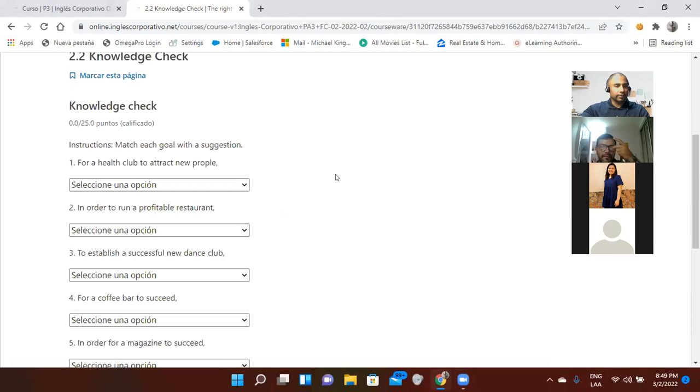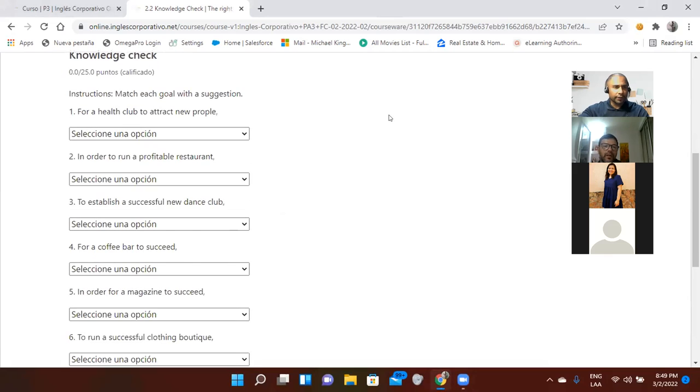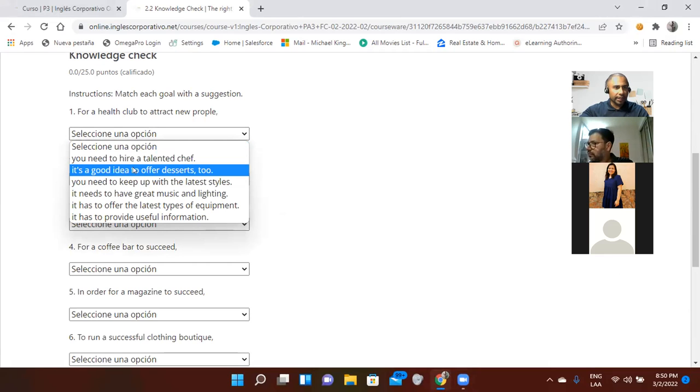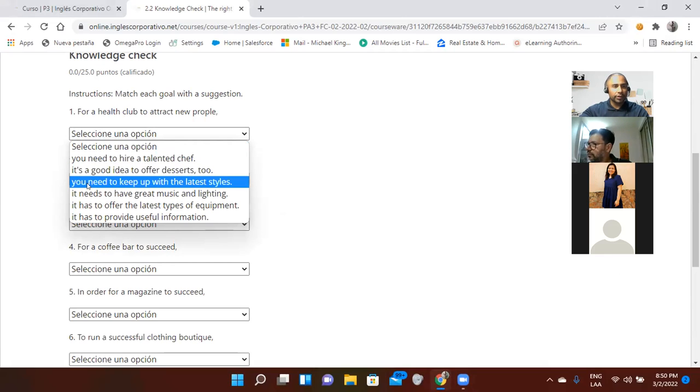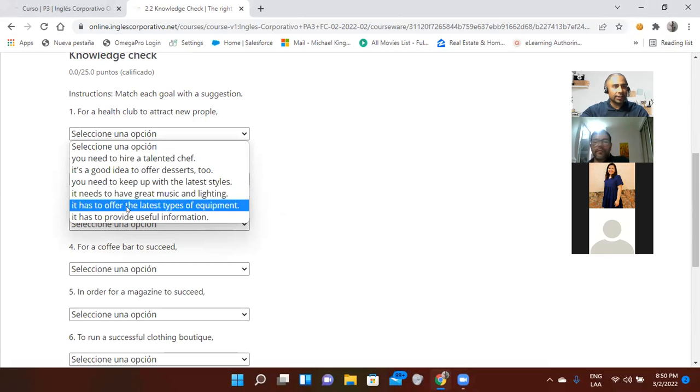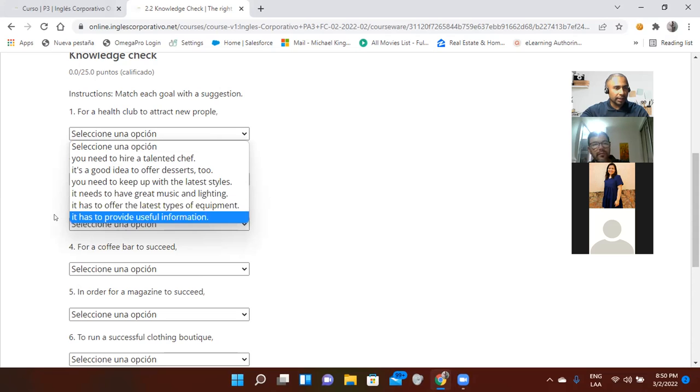Knowledge check. Instructions: match each goal with a suggestion. For example, for a health club to attract new people, you need to hire a talented chef. It's a good idea to offer desserts too. You need to keep up with the latest styles. It needs to have great music and lighting. It has to offer the latest types of equipment. It has to provide useful information.